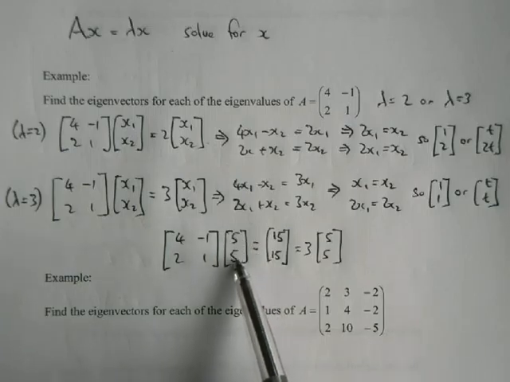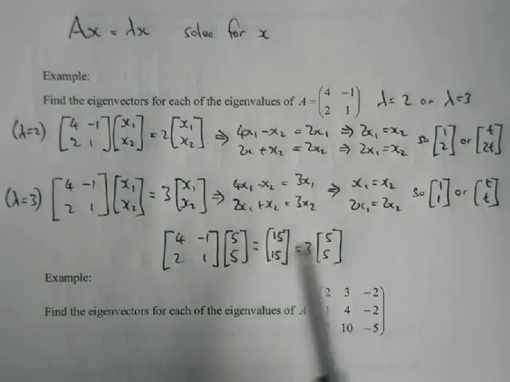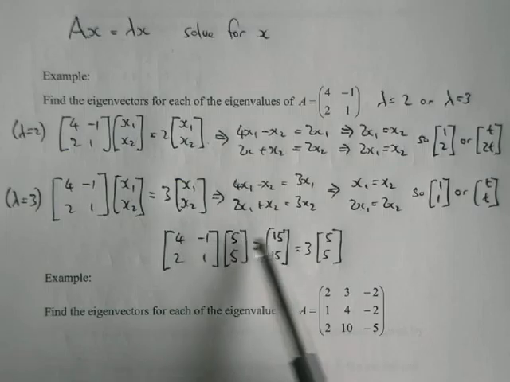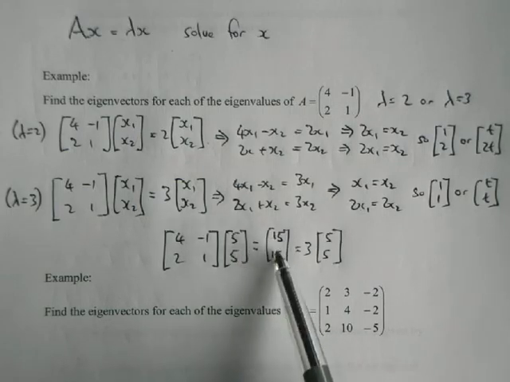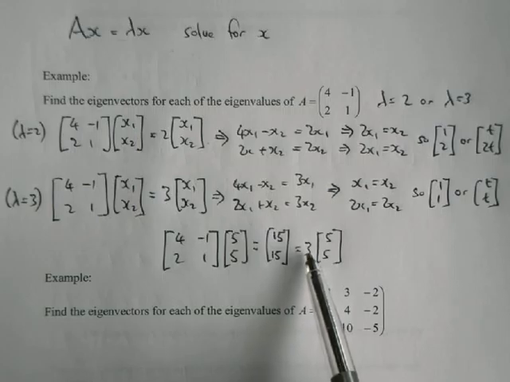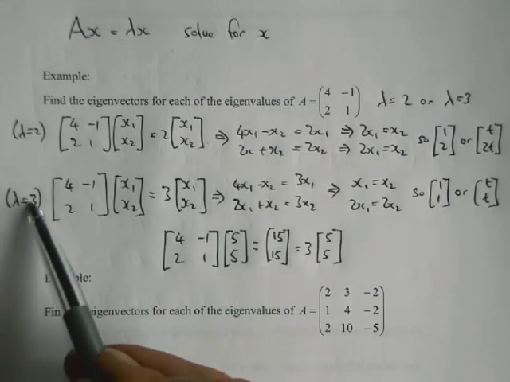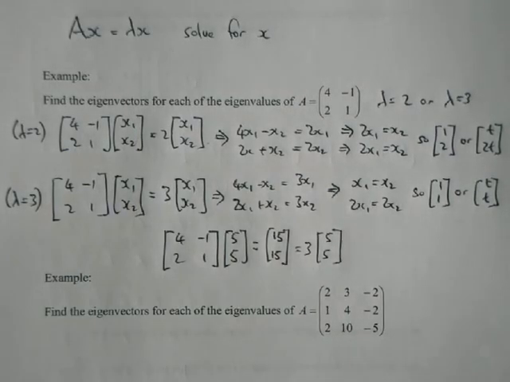So as long as the vector that we're working with is of this form, so it's an eigenvector, when we do the multiplication we get a vector which is exactly a scalar multiple of the one we started with, and the scalar of multiplication is the eigenvalue that we were working with.